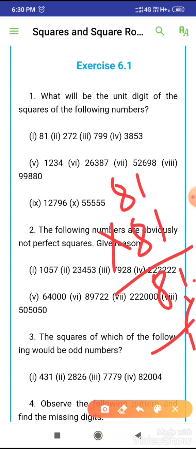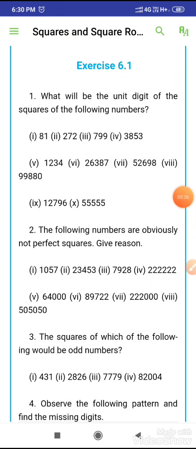So in this question, there is no need of doing a complete calculation like 81 multiplied by 81. You simply multiply the unit place of the number by the unit place. So in case of 81, you multiply 1 by 1. So 1 times 1 is 1. So the unit digit of the square of 81 is 1.